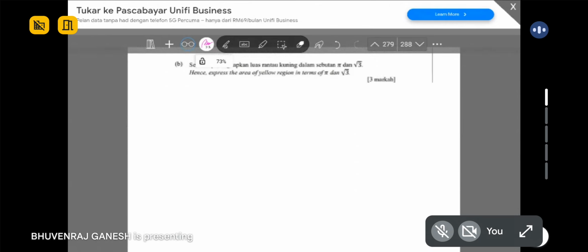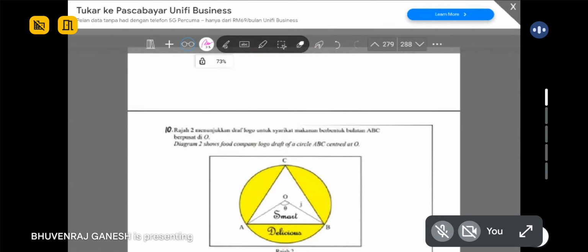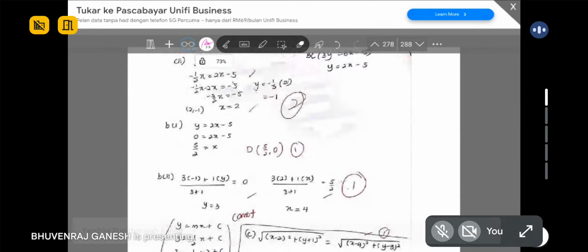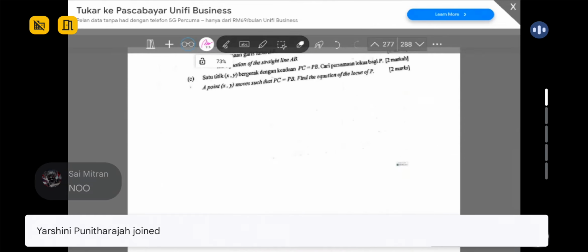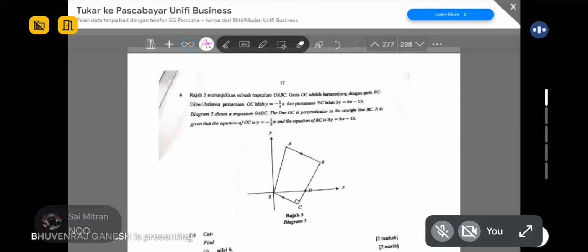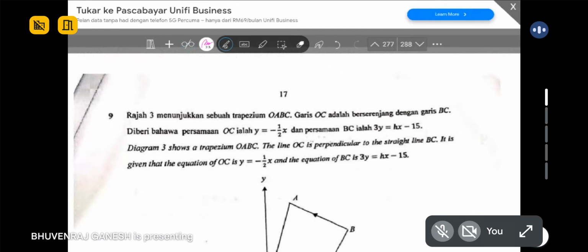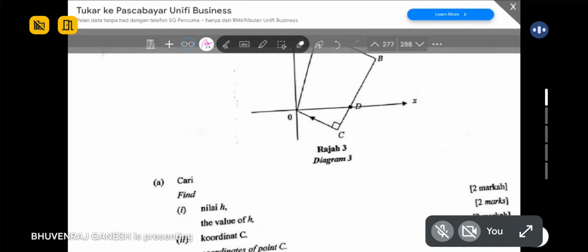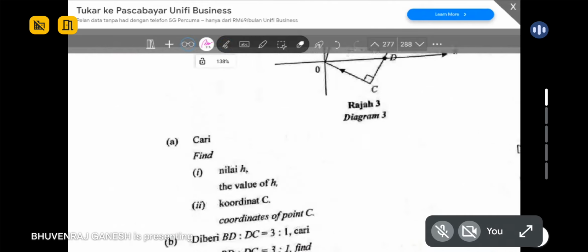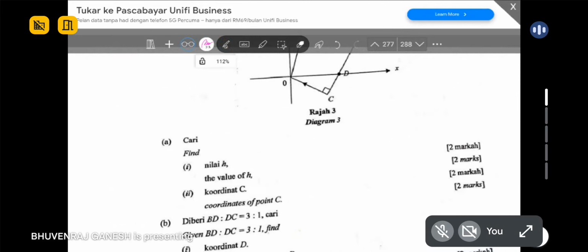Okay? Because I think linear law is quite easy. So nothing much to discuss. Linear law is easy, guys. Trust me. 9, 10, 11 are much more worth discussing, because all these questions are hard ones, a bit difficult. Alright. So now, guys, they ask you to find the value of H.